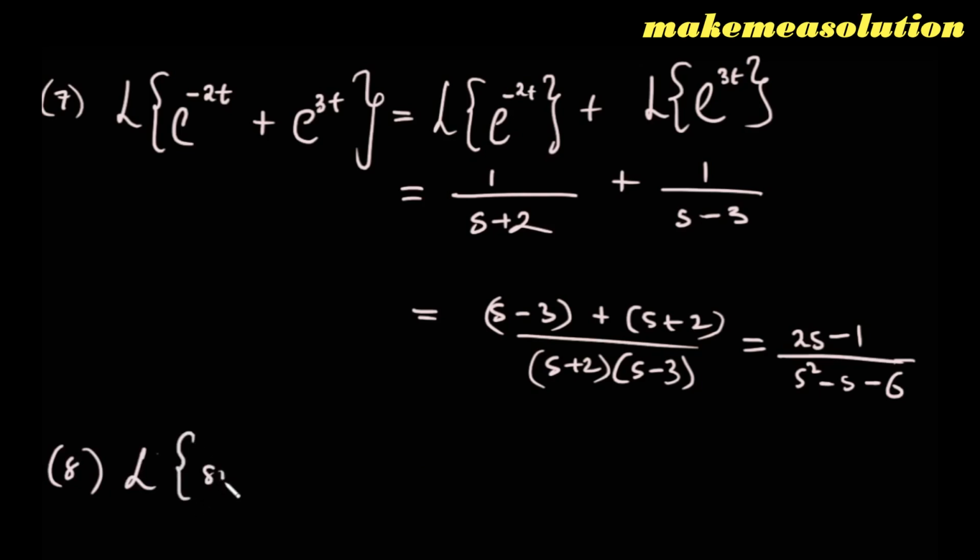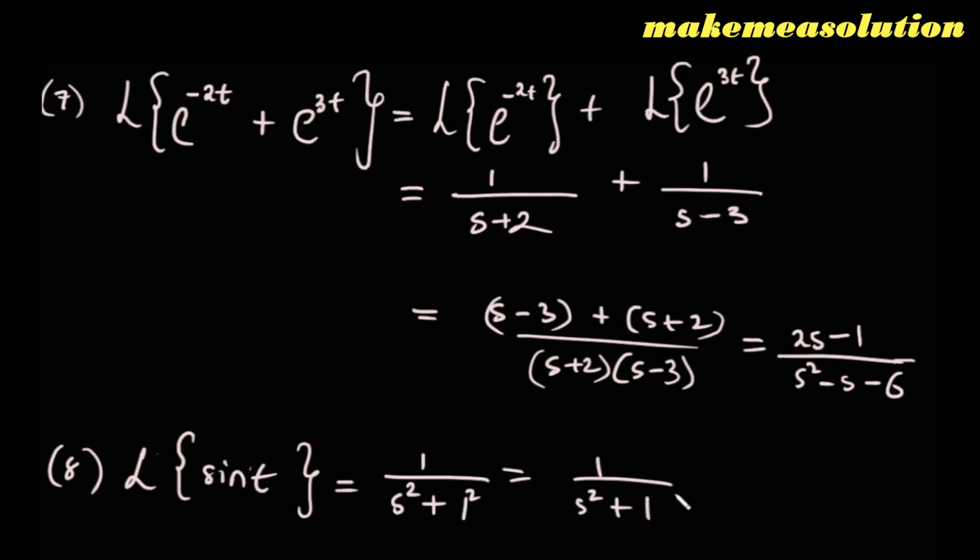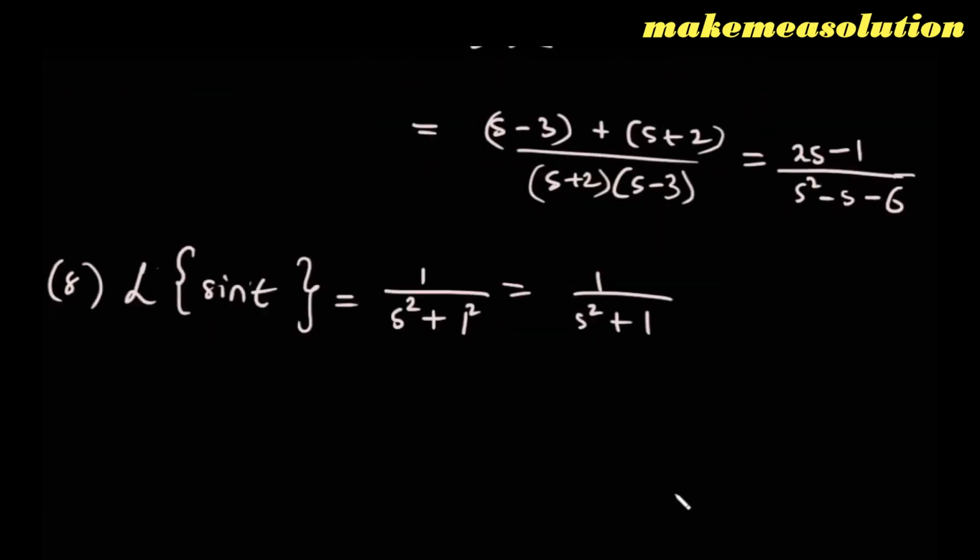So number 8, let's look at the Laplace transform of some trigonometric functions. Laplace transform of sine t. This is the simplest. The angular frequency is 1. So I have 1 divided by s squared plus 1 squared, which is 1 over s squared plus what? 1. So this is the Laplace transform of what?